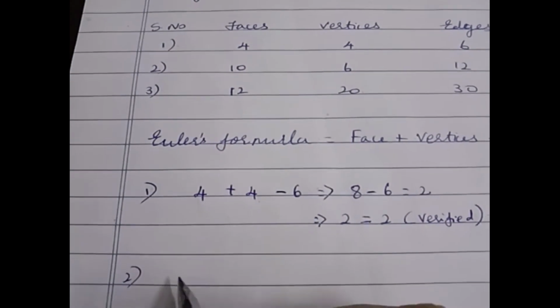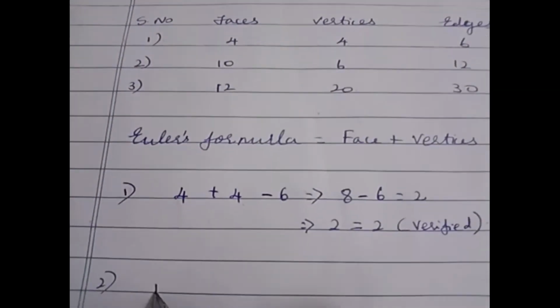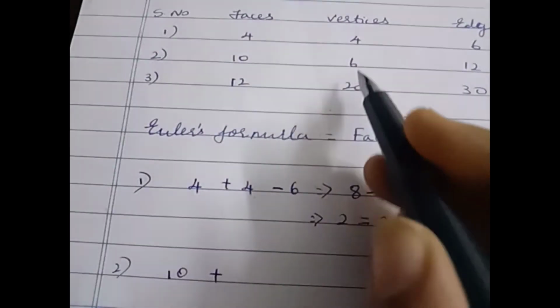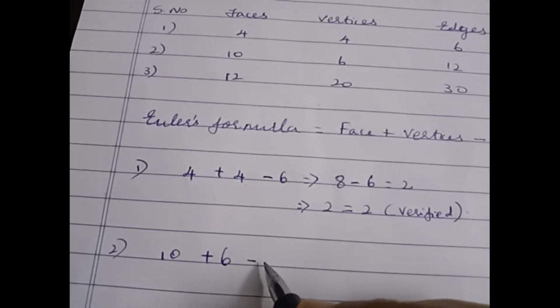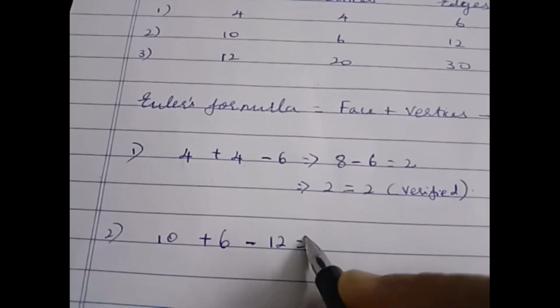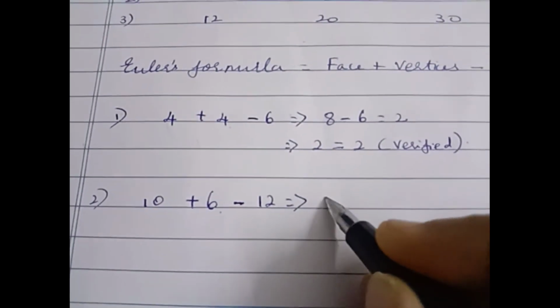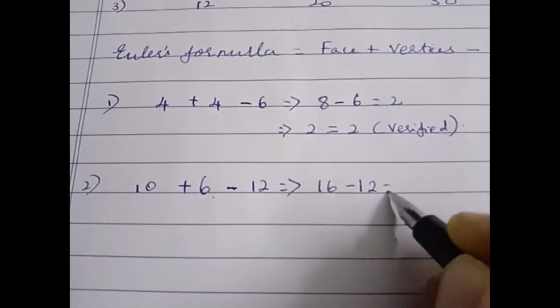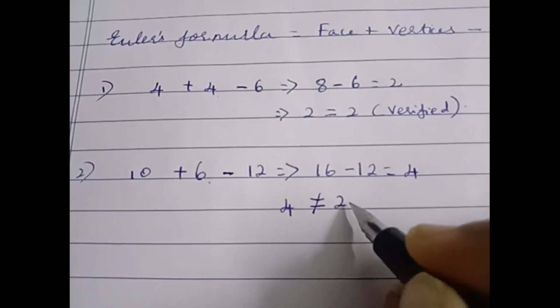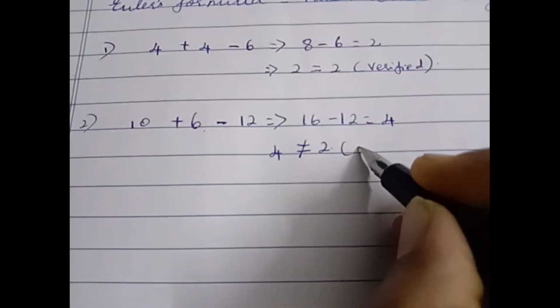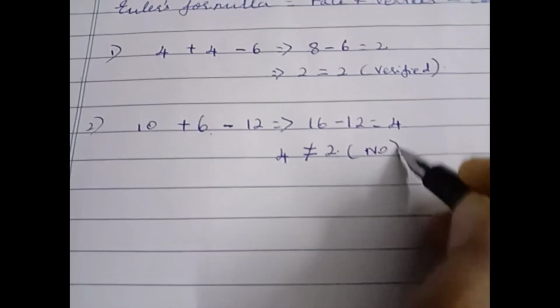Next one is faces equal to 10 plus vertices equal to 6, edges is 12 minus 12. 10 plus 6 is 16, 16 minus 12 is equal to 4. 4 which is not equal to 2. So it is not verified. So you can write no.